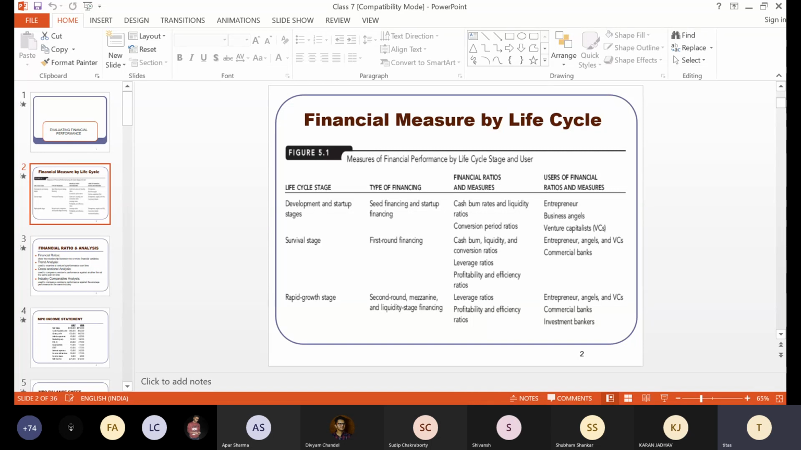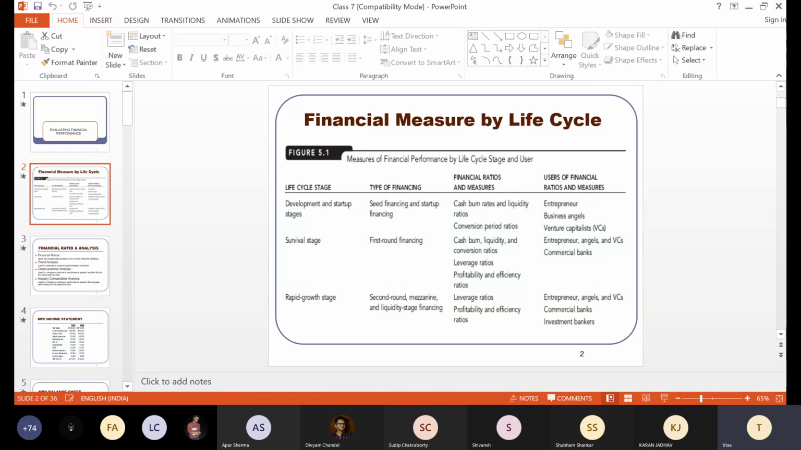For investors also, for any kind of fund providers, there are standard ratios that they look for to understand what is going on inside the business. And stage-wise also, the importance or relevance of those financial ratios varies. Just have a look at this slide. There are different stages mentioned, development stage and startup stage. As I said, either there is no revenue or revenue has just started to begin. What kind of financing do we get at that point of time? Seed financing, startup financing, like friends round, angel round, VC round, something like this.